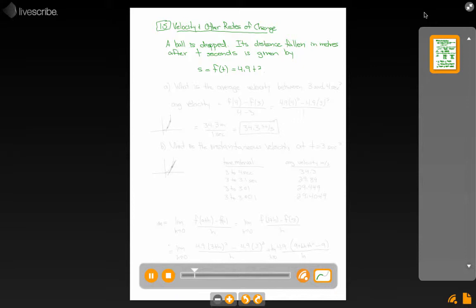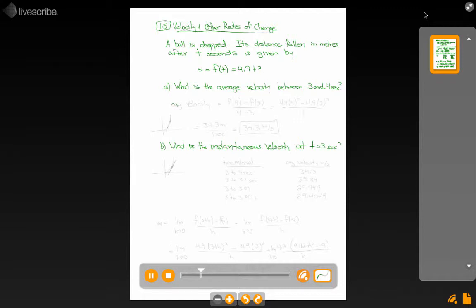The question we're going to be asked is two parts. We're asked two quite similar questions. The first one is what's the average velocity between 3 and 4 seconds, and the second one is what's the instantaneous velocity at time equals 3 seconds.